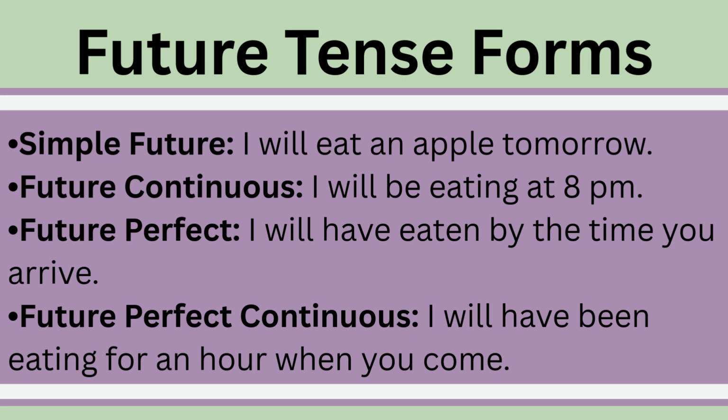Future tense forms. Simple future: I will eat an apple tomorrow. Future continuous: I will be eating at 8 p.m. Future perfect: I will have eaten by the time you arrive. Future perfect continuous: I will have been eating for an hour when you come.